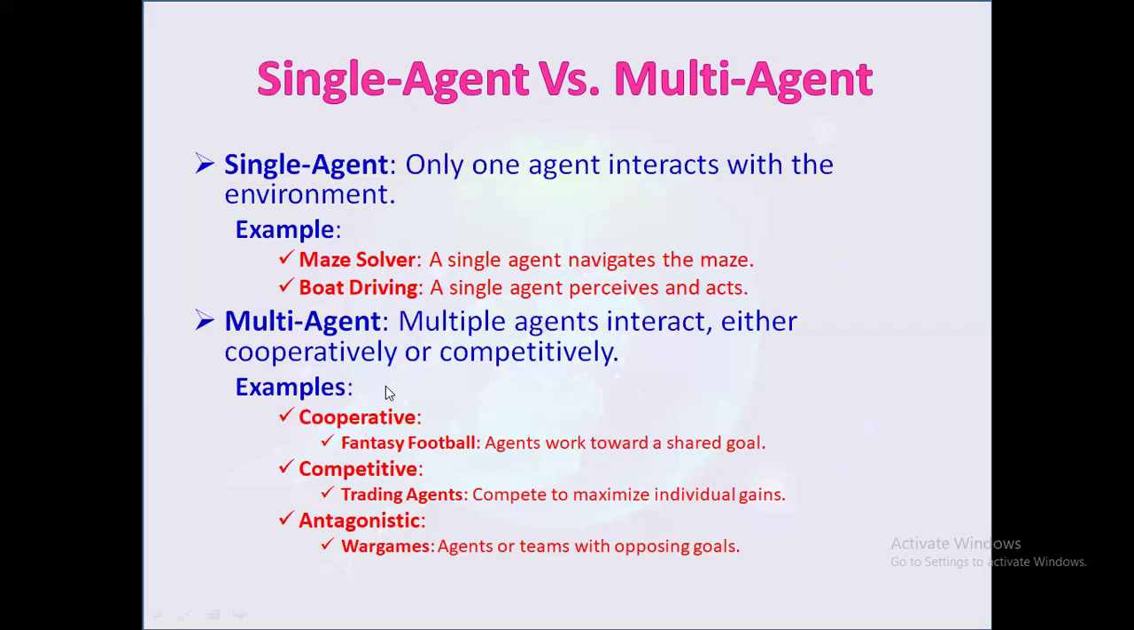Next type is the multi-agent environment. Multiple agents interact with each other, either working together, that is cooperatively, or competing against each other and having opposing goals. The presence of multiple agents introduces additional complexity in decision making and strategy. Here we take three examples: cooperative, competitive, antagonistic.